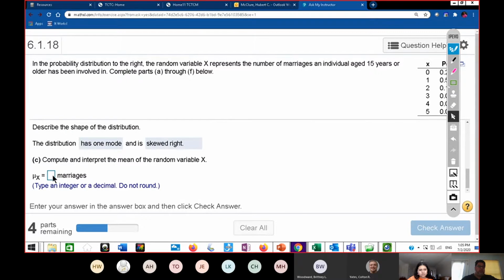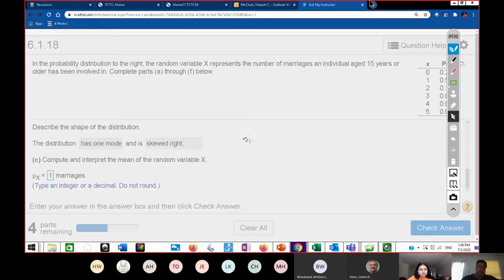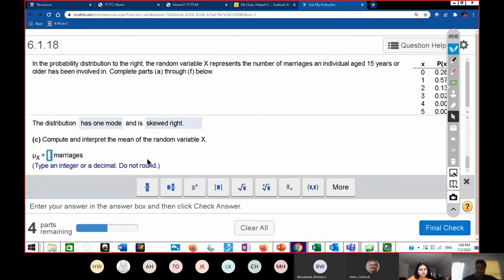Somebody give me that number for the mean. 0.937. It says compute and determine the mean. Well, there ain't no such thing as 0.937 marriages, so you're probably going to say 1. I'm going to say 1 and see if they like that. Okay, so we'll do 0.937. I don't like that. Do not round. I don't like that.